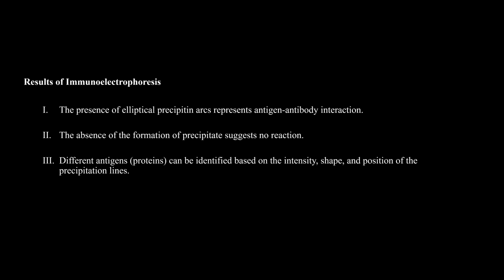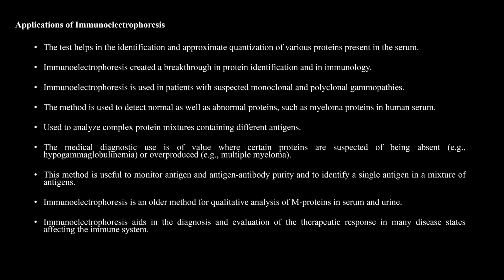Results of immunoelectrophoresis: presence of a precipitation line indicates antigen-antibody interaction, while no formation of precipitation suggests no reaction. The identity is judged by the intensity, shape and position of the precipitation line. Applications of immunoelectrophoresis: it identifies the approximate quantity of protein represented in the serum, and protein identification. Immunological sequence of monoclonal and polyclonal gammopathy. Abnormal proteins and myeloma proteins in human serum. A protein mixture contains different antigens.